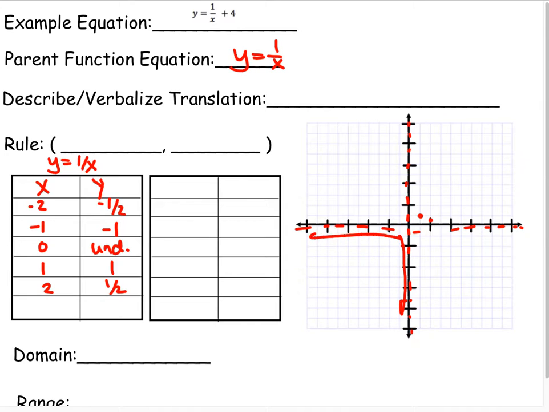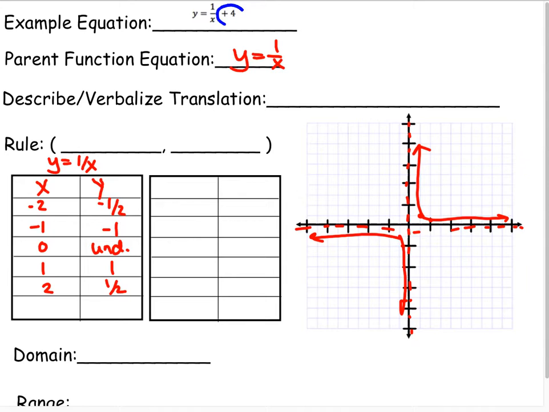I'm going to erase it a little bit. All right. So the domain and range of this function right now as the parent is all real numbers for x cannot be 0 for the domain, and then all real numbers except for y cannot be 0. So those are where your asymptotes occur. All right, now let's talk about this function.